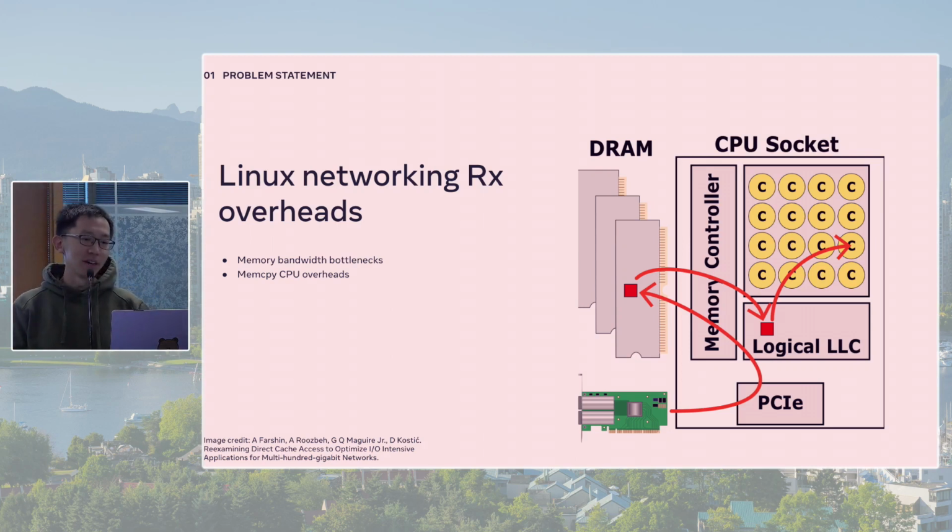Of course, we also have overheads with doing these memory copies that happen in the kernel, and this is not a new problem. This has been known since the dawn of time. As NIC speeds get gradually faster and faster, we see this overhead kicking in, and that limits how fast we can actually move data.